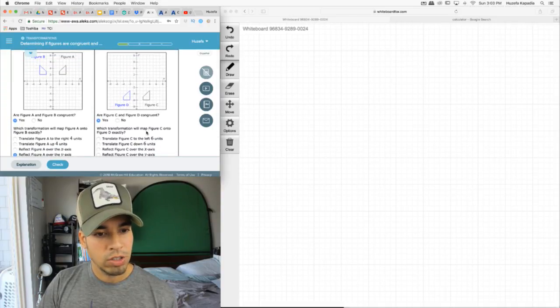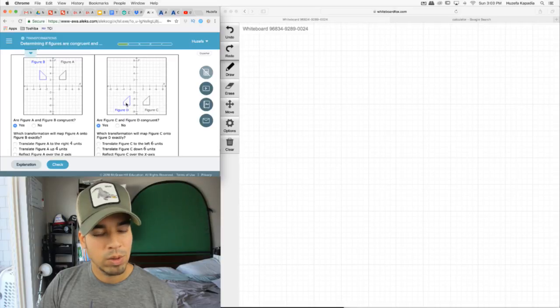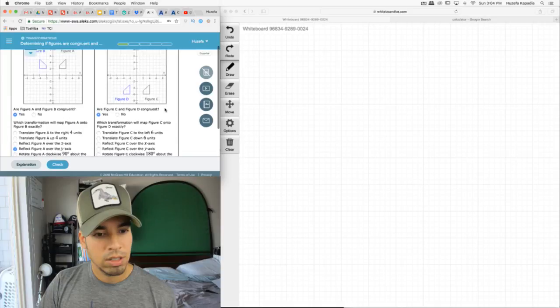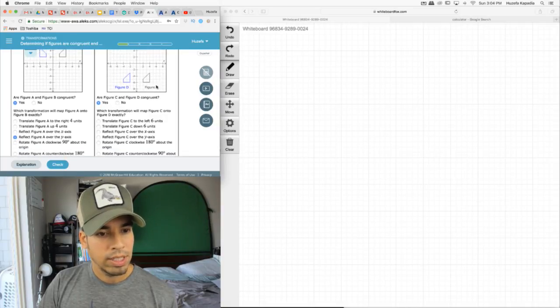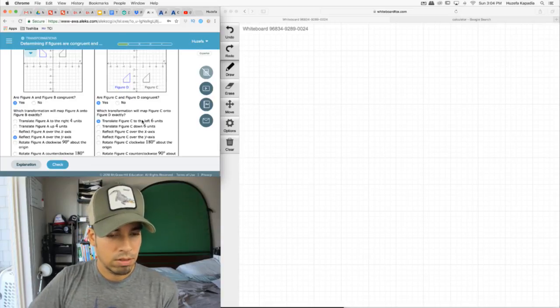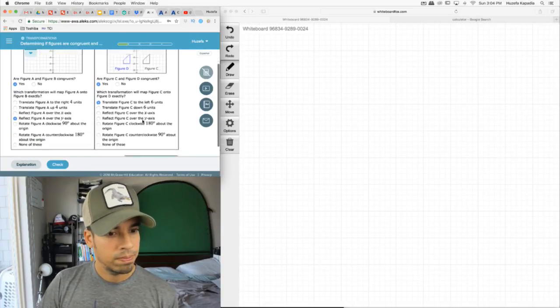What about here? Which transformation? This looks like a slide, or what we call translation, to the right. How many units? Well, it looks like it's gone 1, 2, 3, 4, 5, 6, right? So it's gone 6 units to the right. Oh, I'm sorry, going from C to D. Excuse me. So C to D, we're going 6 units to the left. And there we go.